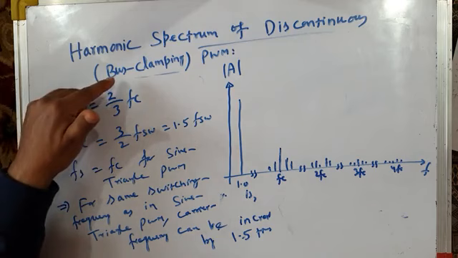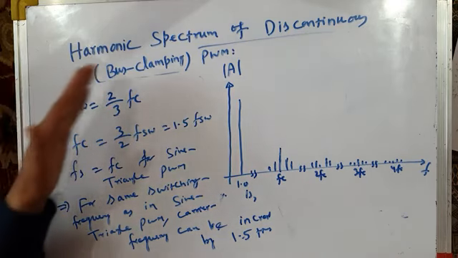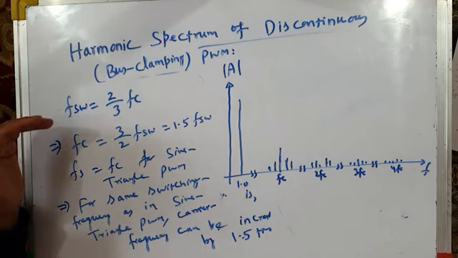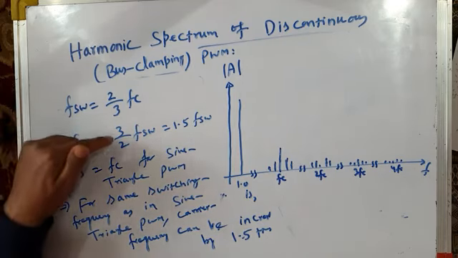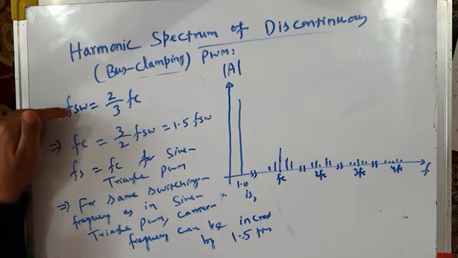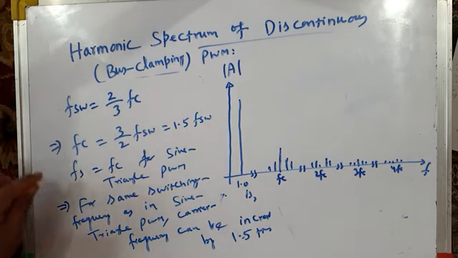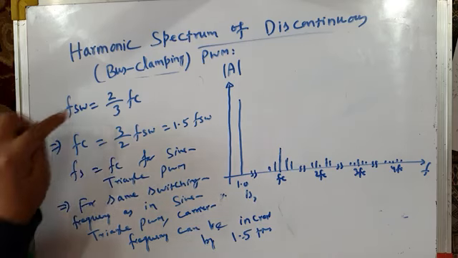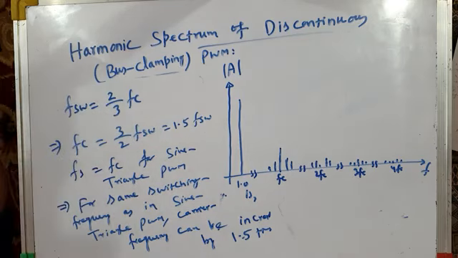Whereas for discontinuous or bus clamping PWM techniques, whether they are triangle comparison based bus clamping techniques or space vector based bus clamping techniques, our carrier frequency is only 3 by 2 times switching frequency. Our switching frequency is 2 by 3 times carrier frequency. I repeat, for sine triangle PWM, switching frequency is same as carrier frequency, but for bus clamping PWM techniques or discontinuous PWM techniques, the switching frequency is 2 by 3 times Fc.